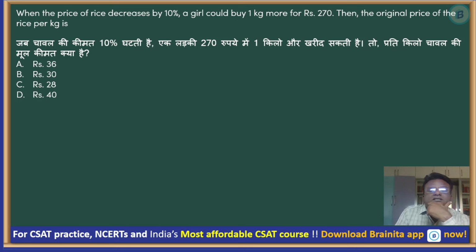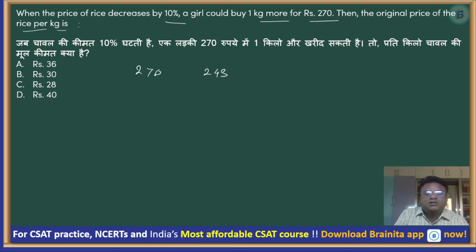When the price of rice decreases by 10%, a girl could buy 1 kg more for rupees 270 than before. The original price of the rice per kg is? See, the girl has 270 rupees. I'll solve it in two different ways. One is the shortcut, one is the proper algebra. So the girl has 270 rupees. The price decreases by 10%. So whatever rice she was able to buy for 270 rupees, now she can get for 243 rupees.